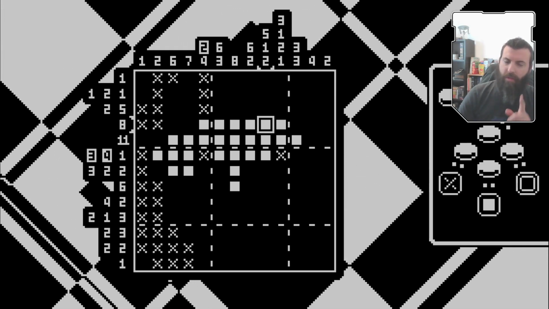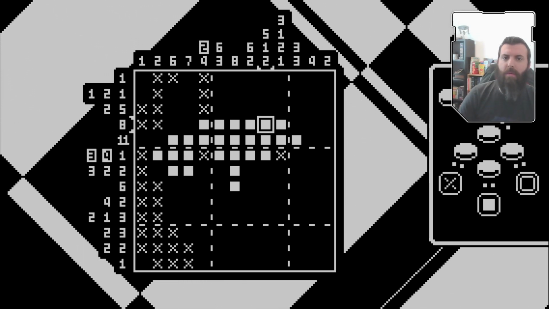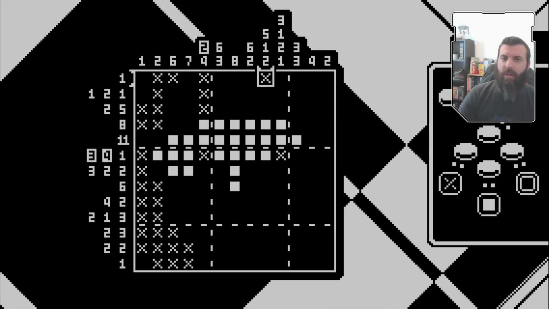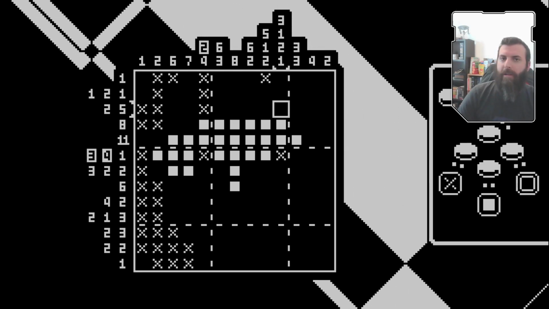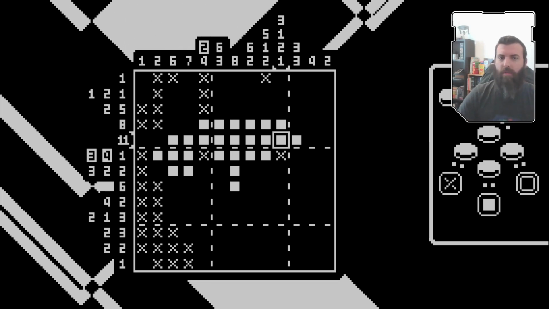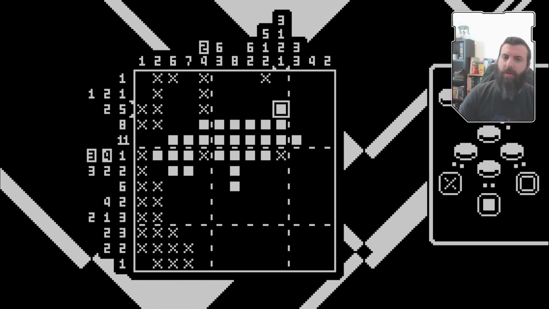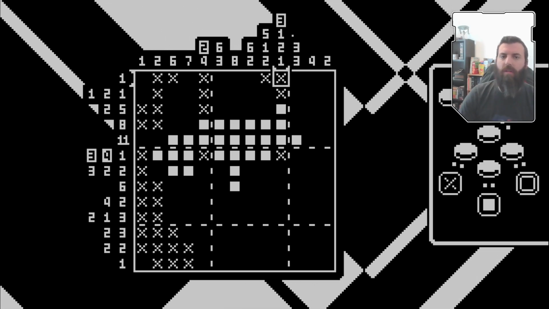Alright, that means this vertical 5, 1, 2. This has to be part of the 5, which means it couldn't reach up to here. Our vertical 3, 1, 2, 1 couldn't fit a 3 and a 1 above this. It'd be the 2, so this has to be part of the 3. Go ahead and block that off.